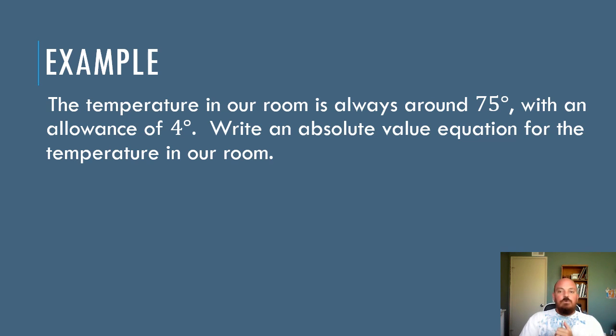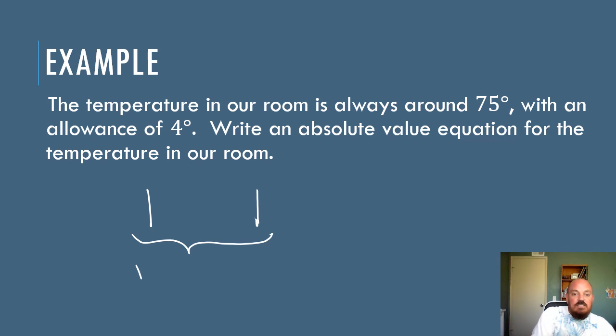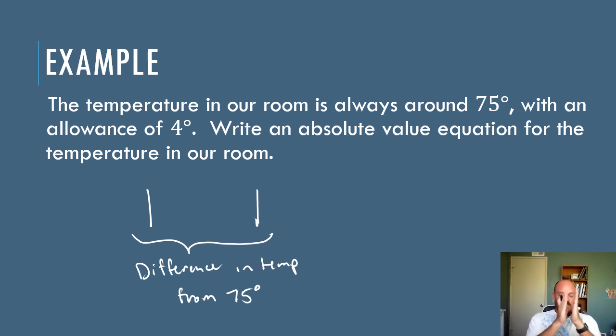So here's how we would write an absolute value equation. Let me start with this. Here is my absolute value, and before I even put any numbers or variables in it, this represents the difference in temperature from 75 degrees. Meaning it's usually around 75, but it might be a little bit more than that, it might be a little bit less.